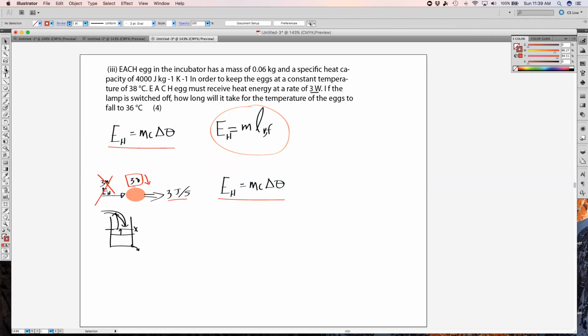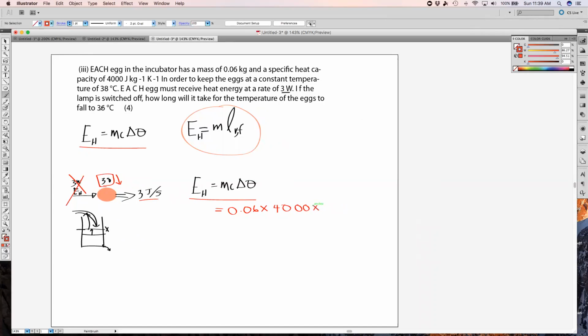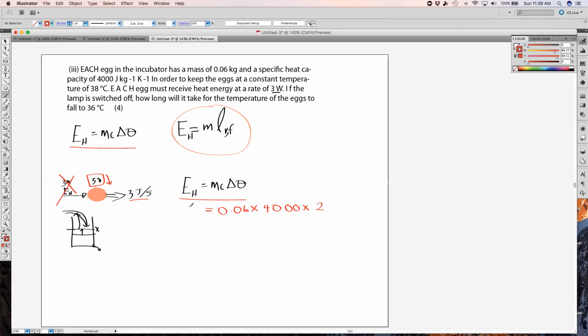So we can write EH is equal to m. They gave us the mass of the egg, which is 0.06 kilograms. They gave us the specific heat capacity, which is 4,000 joules per kilogram. It's already in kilograms. Multiplied by the temperature change. And the temperature change that they're working with is from 38 to 36. So this will be multiplied by 2. And this is going to be equal to P. And P is the same rate of loss of heat. It's losing 3 joules per second.